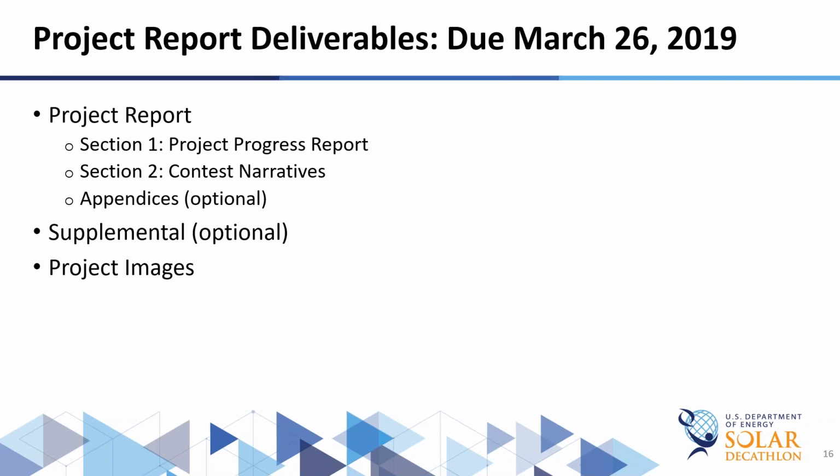So there are 3 parts to the project report due March 26th. The first is the project report, and then there is a supplemental document which is optional, and then we're looking for 3 project images. The organizers use the images to recognize individual team performance, to integrate it into our event materials, and for outreach. So they're really important to submit.